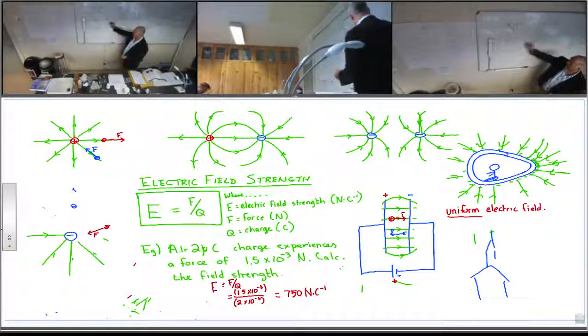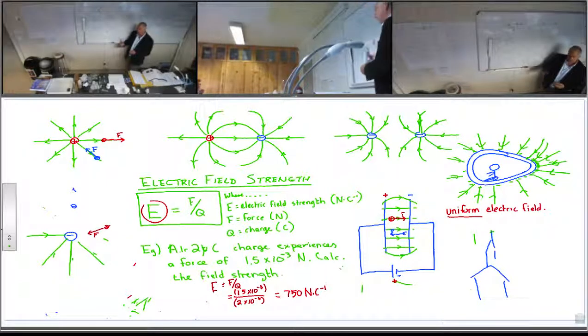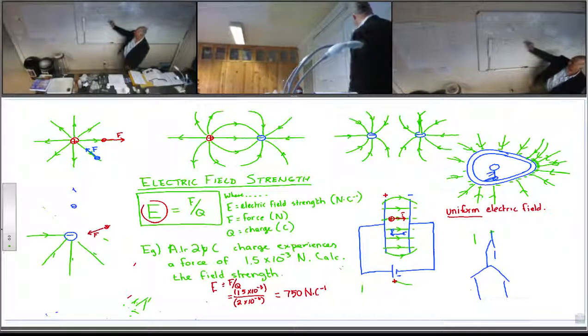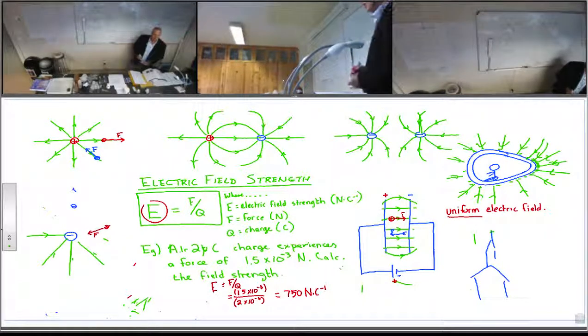If you want to decide whether something is a vector or a scalar, you go to the formula. For anything in the formula which is a vector, you give it a negative value. And for anything which is a scalar, you give it a positive value. So is force a vector or a scalar? Vector. Charge? Charge is a scalar. What is negative divided by positive? Negative. So therefore electric field strength is a vector.